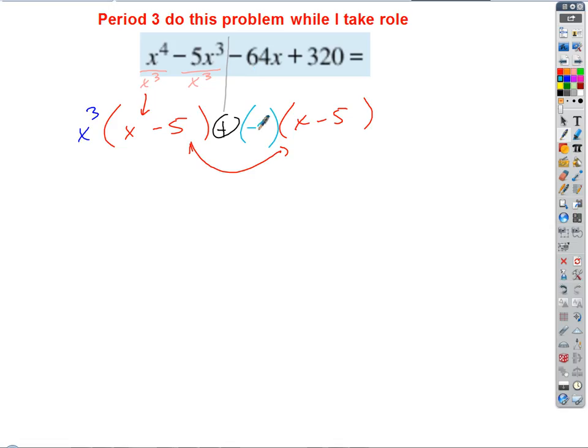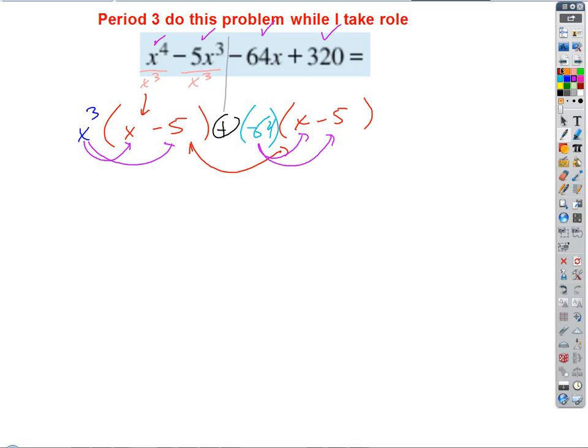Negative 64. And now let's just check to see that everything worked out. Would I distribute the x cubed? X cubed times x is x to the fourth. Check. X cubed times negative 5 is negative 5x cubed. Check. So far, so good. Negative 64 times x is negative 64x. Good. And negative 64 times negative 5 is what? That's going to be positive 320, right? So it all checks out.